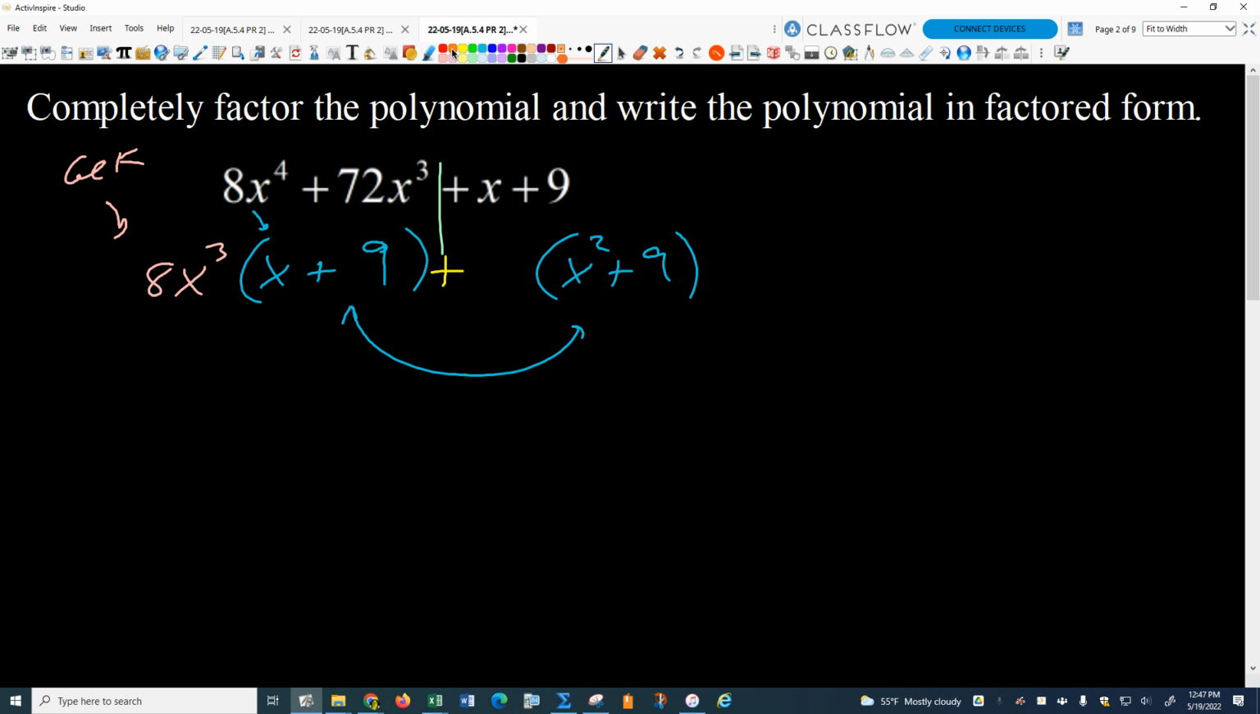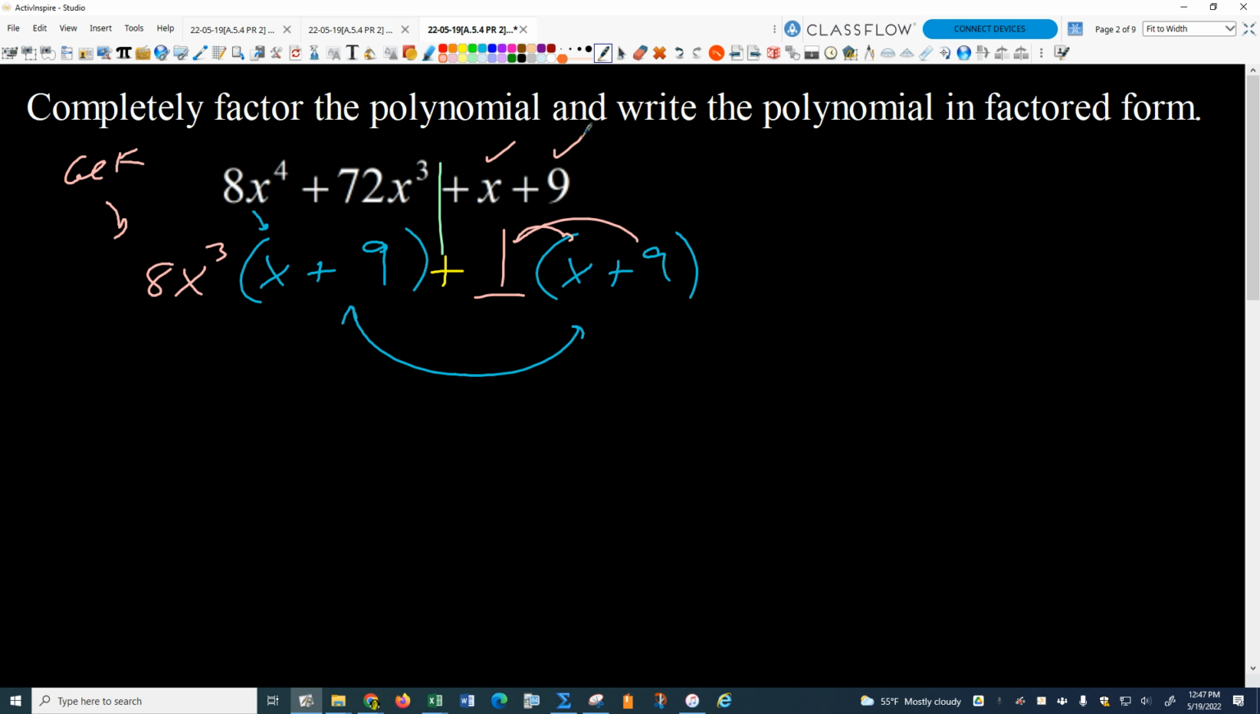Okay, so ask yourself, what times x is, oops, that's supposed to be an x, not an x squared, right? Yeah, there we go. Why don't you tell me that, Gage? No, I didn't hear it. I didn't think you did. So what times x is x? 1. Okay, check it. 1 times x is x. 1 times 9 is 9. Yeah, it works, right? Okay.